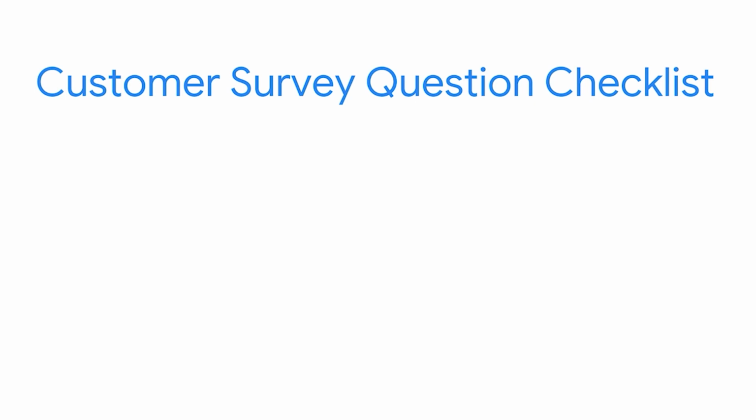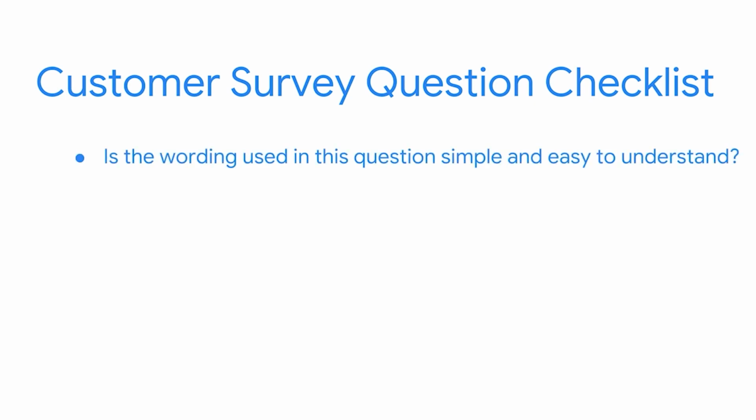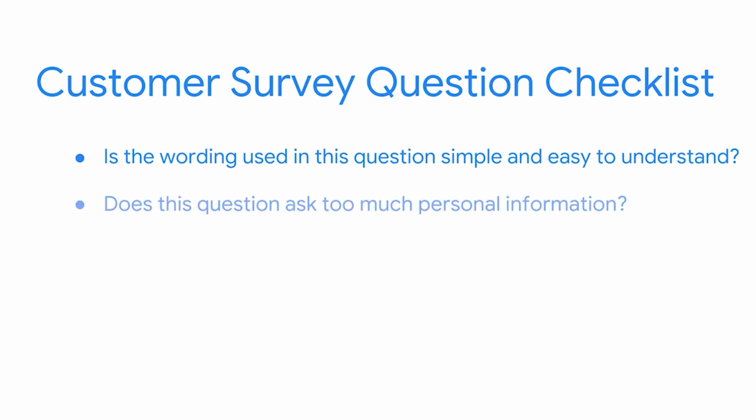After scripting all of your questions for your survey, complete the following checklist for each question. Is the wording used in this question simple and easy to understand? Questions that use jargon can confuse your customers, so instead opt for simple language. Does this question ask too much personal information? If so, the customer might feel that their privacy is being invaded. Change the question to be more general.